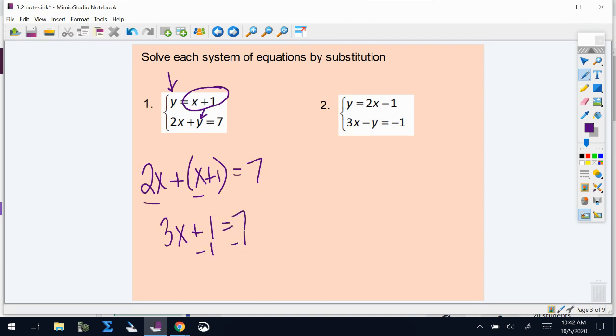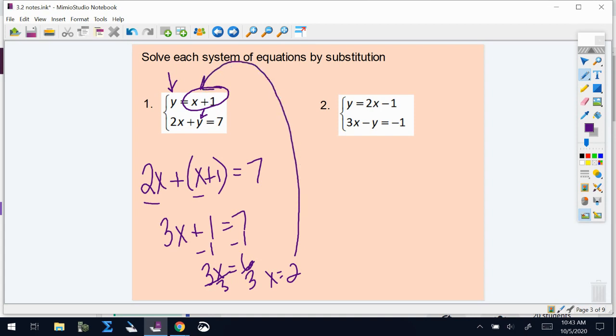Once you have this all in one variable, you're going to solve. So we're going to subtract 1, divide by 3, we get x equals 2. If you stop there, you're only partway done because that's the x value. You have to have the y value. So you're going to take this 2 and put it right back into what you circled.